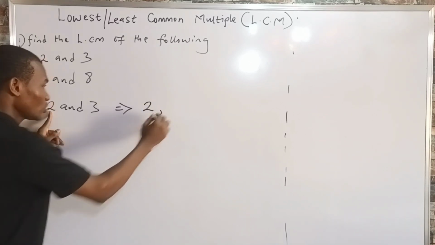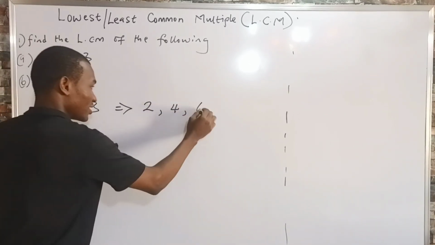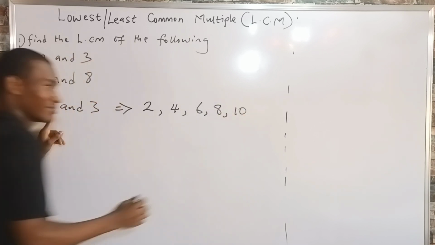2 times 1 is 2. 2 times 2 is 4. 2 times 3 is 6. And 2 times 4 is 8. 2 times 5 is 10. Let's hold on for now.